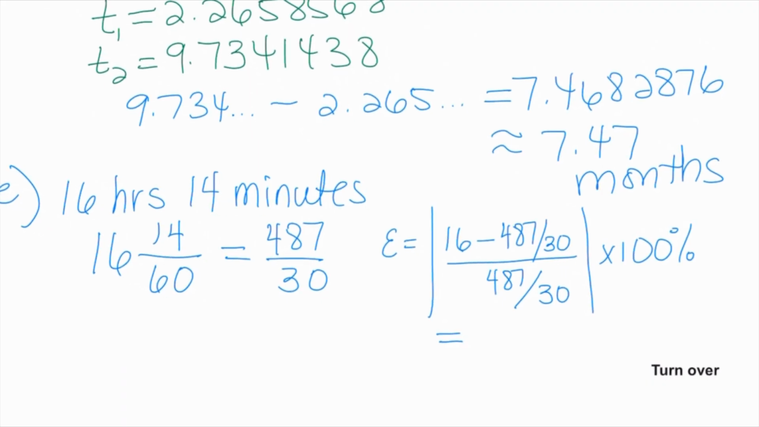And remember what I told you, you are not going to write down the negative because of the absolute value. Your answer for percentage error is always going to be positive. So the final answer is 1.44%.